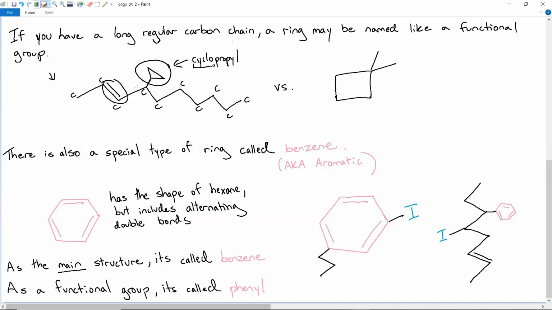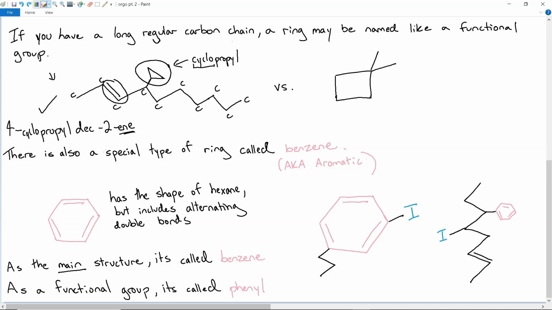If we were to look at the main carbon chain, we have a double bond on our second carbon. So we could say this is dec-2-ene, and we use the ene ending for the double bond, and we're specifying where that double bond is. And then we have our cyclopropyl group on our fourth carbon. So we'll write that at the beginning here. 4-cyclopropyldec-2-ene. And that looks good.